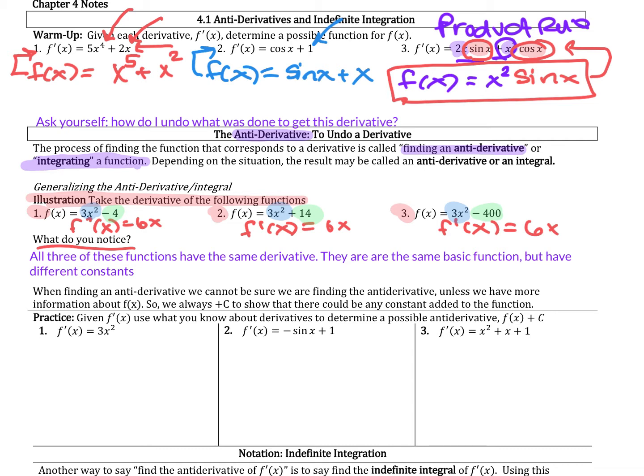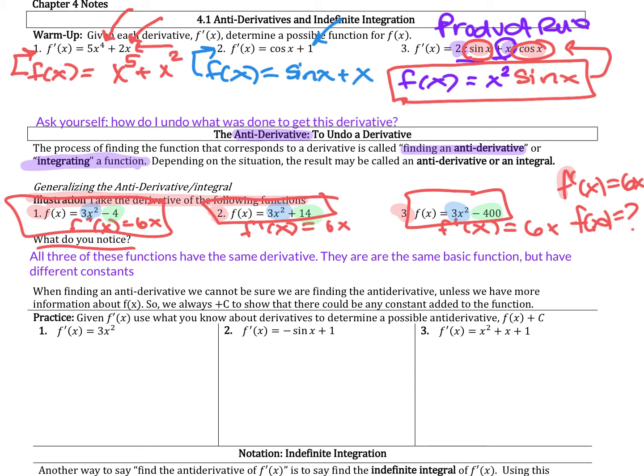Because of that, if we started with the derivative, so if I said the derivative of a function is 6x, and I asked you what is the original function, you could argue that there's an infinite number of possibilities. All 3 of these examples could be the original function. So how do we start with the derivative and find the original function, but account for the fact that there's an infinite number of right answers because there's an infinite number of constants?